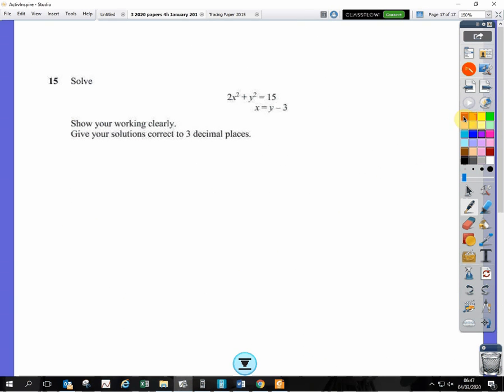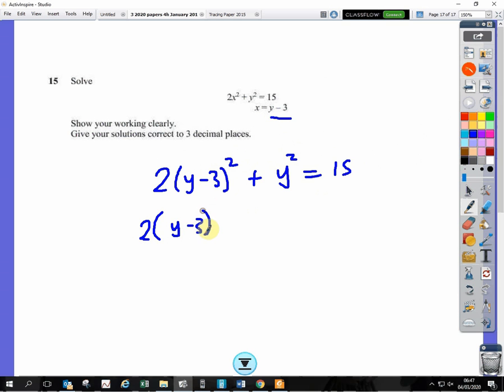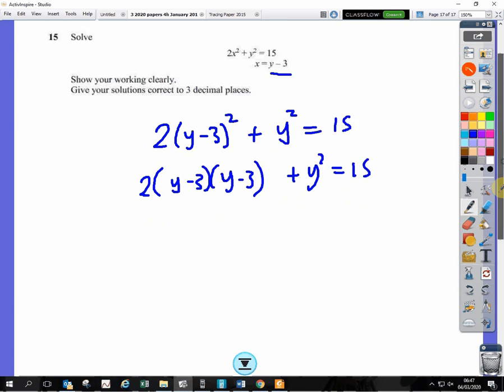Okay, next one. For this one, we substitute it in. So x is equal to y minus 3. So we substitute it in like this: 2 times (y minus 3) squared plus y squared equals 15. Don't forget BIDMAS, so do the brackets first. (y minus 3) times (y minus 3) plus y squared equals 15.